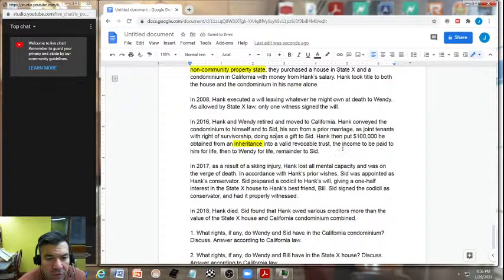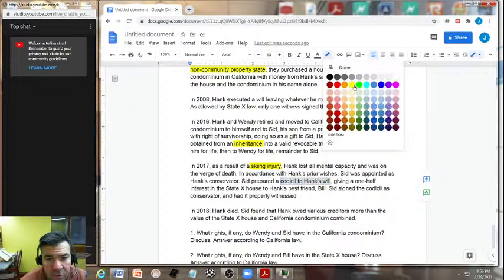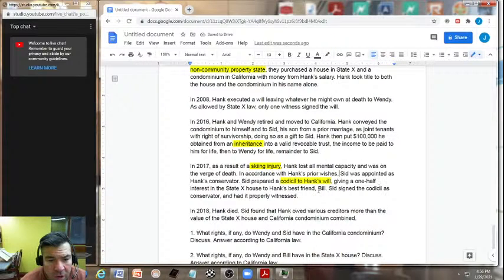Into a valid revocable trust, the income to be paid to him for life, then to Wendy for life, remainder to Sid. In 2017, as a result of a skiing injury, Hank lost all mental capacity and was on the verge of death. In accordance with Hank's prior wishes, Sid was appointed as Hank's conservator. Sid prepared a codicil to Hank's will. It sounds like we're in a crossover area here. Giving a 1/2 interest in the state X house to Hank's best friend Bill. Sid signed the codicil as conservator and had it properly witnessed.